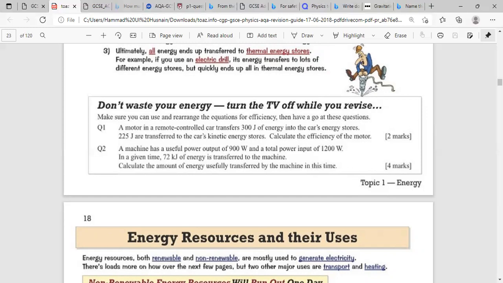A motor in a remote control car transfers 300 joules of energy into the car's energy store. 225 joules are transferred to the car's kinetic energy stores. Calculate the efficiency for the motor. Okay, so can you solve this question? You can do it on a paper, if you have a book or a notebook or a paper with you, you can solve it on your paper as well.